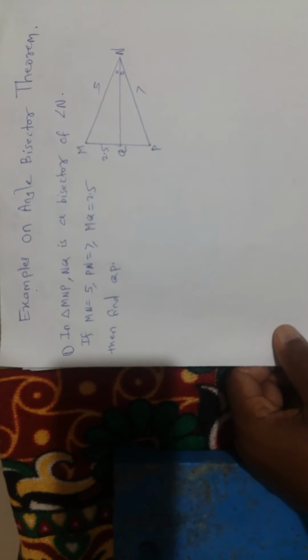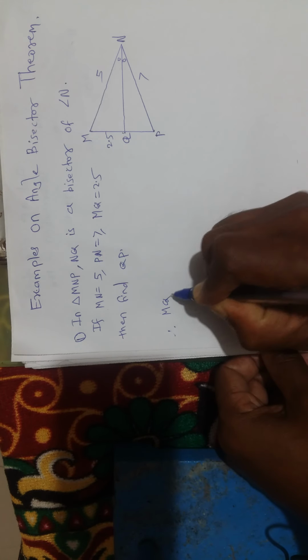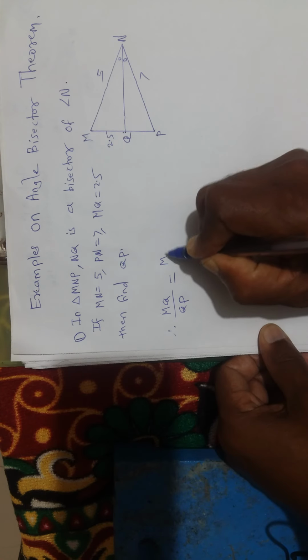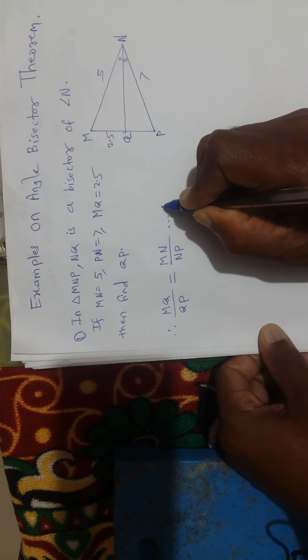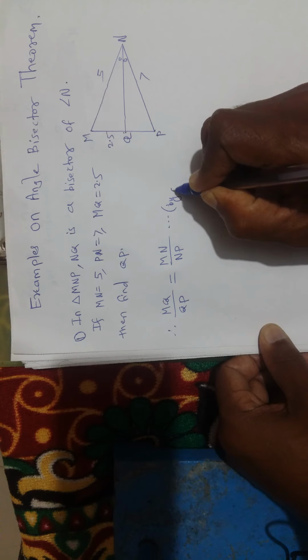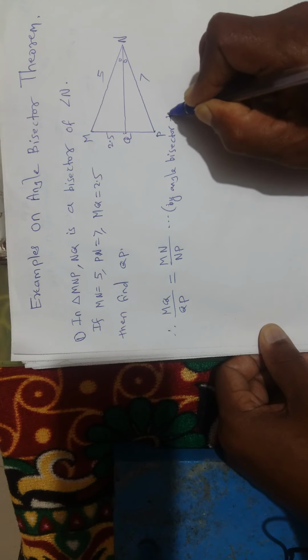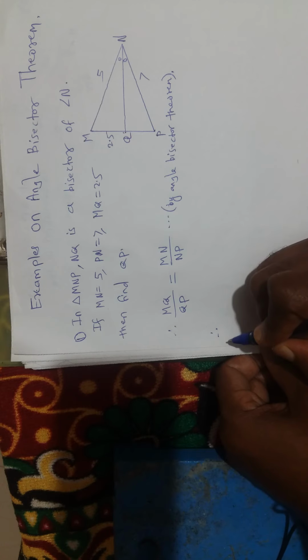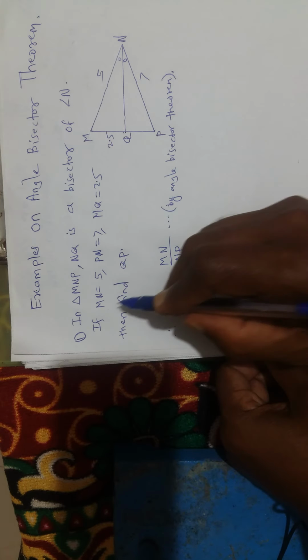So by the property of the angle bisector theorem, we can write the ratio MQ upon QP is equal to MN upon NP, by angle bisector theorem. Which are the values of this MQ, QP, MN and NP? Put the values of these.